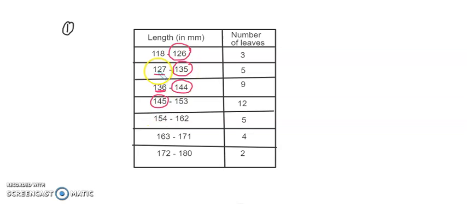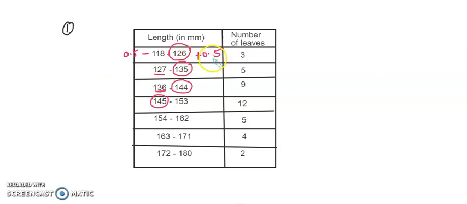I don't have this, because either I can include the lower limit or the upper limit. Both will not be added in the same frequency. So if I'm going to take 135, then I don't have space for entering 127. So I need to balance off the class interval. So how do we do it? We add 0.5 to the upper limit and you subtract 0.5 from the lower limit. And that is how we balance it out.